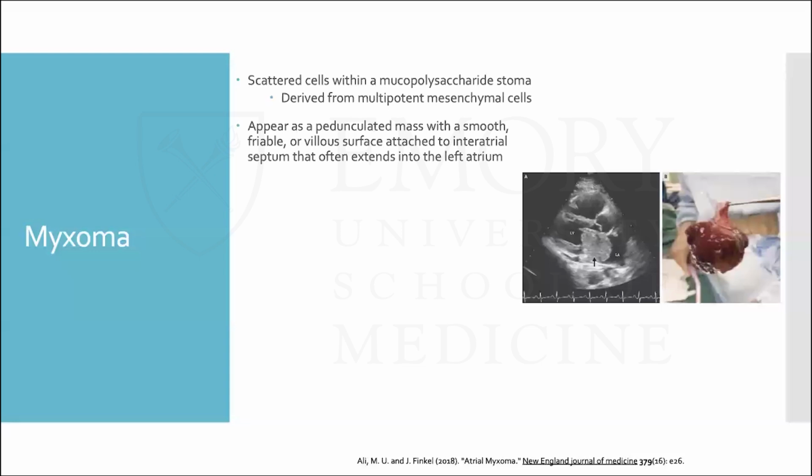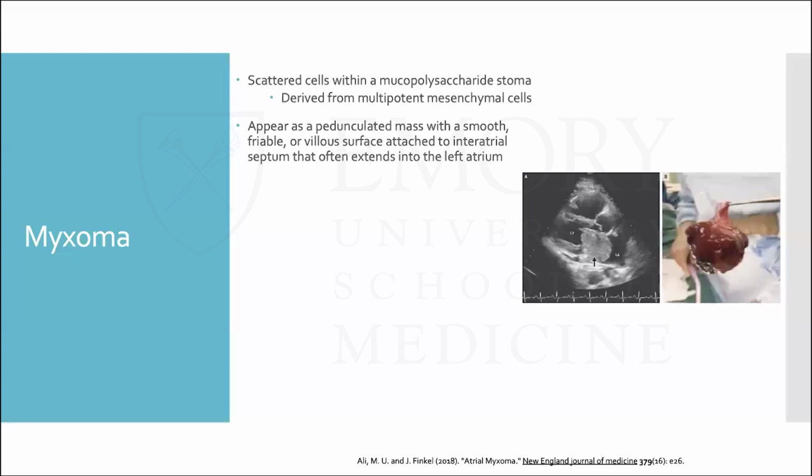Now, getting into myxomas. Microscopically, myxomas look like scattered cells with a mucopolysaccharide stroma, and they're derived from multipotent mesenchymal cells. And grossly, they almost look like a stalk of grapes if you look at the image on the right. They appear as a pedunculated mass with a smooth, fibrillar or villous surface attached to the interatrial septum and often extends into the left atrium. About 80% of myxomas are found in the left atrium.